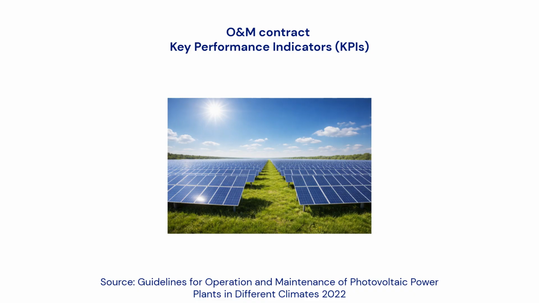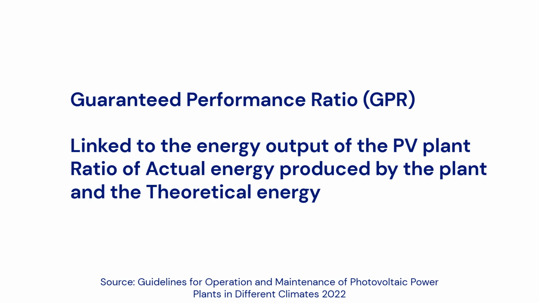One of the most important elements of a solid O&M contract is the inclusion of clearly defined key performance indicators, or KPIs. These KPIs should be measurable in a quantitative way. 3 commonly used KPIs are worth highlighting. The first and most widely used KPI is the Guaranteed Performance Ratio, or GPR.